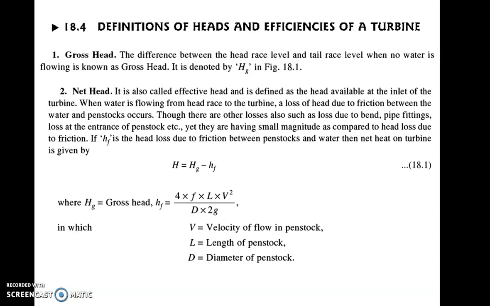A loss of head due to friction between water and penstock occurs. Because of this loss of head, the net head is coming as gross head minus loss of head, HF. There are other losses also due to bends and pipe fittings, which are minor losses, but they are very small compared to this friction loss. That's why they are neglected. Hence Hg we know as gross head, and HF we can calculate as 4FLV square by 2GD, where L is the length of penstock, D is the diameter of the penstock, F is the coefficient of friction, and V is the velocity of fluid through that penstock. So by this formula you can calculate HF and then net head.